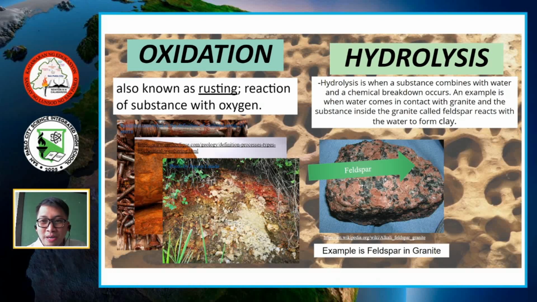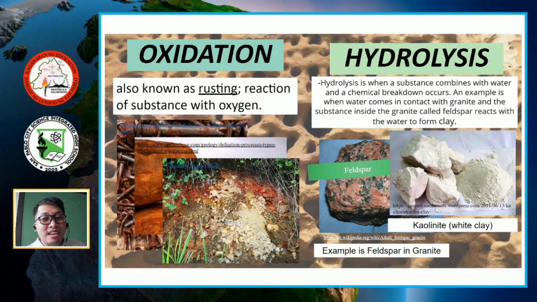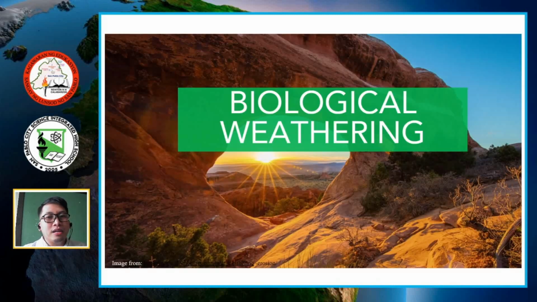Si feldspar, kapag nag-combine kay water, ay magte-turn into a weaker substance, what we call as kaolinite, or also known as white clay. Si feldspar is a strong mineral. Pero nung nahaluan siya ng water, nagkaroon ng chemical reaction, turning into a white clay, what we call as kaolinite. Si kaolinite ay weak mineral na kung saan mabilis siyang nagwe-weather or mabilis siyang nagkakapira-piraso. This is hydrolysis, the reaction with water. A good example is feldspar. So those are the chemical weathering.